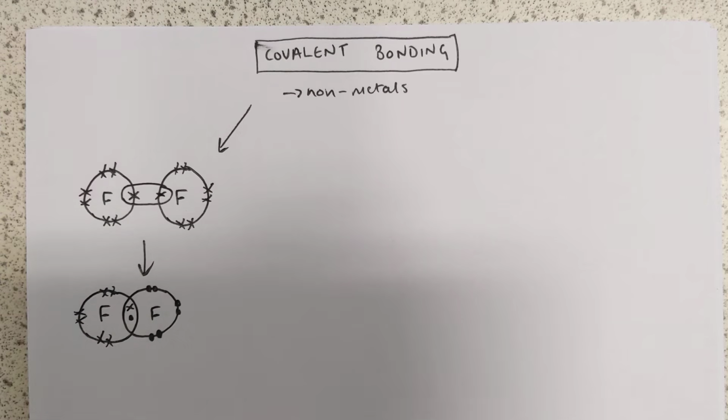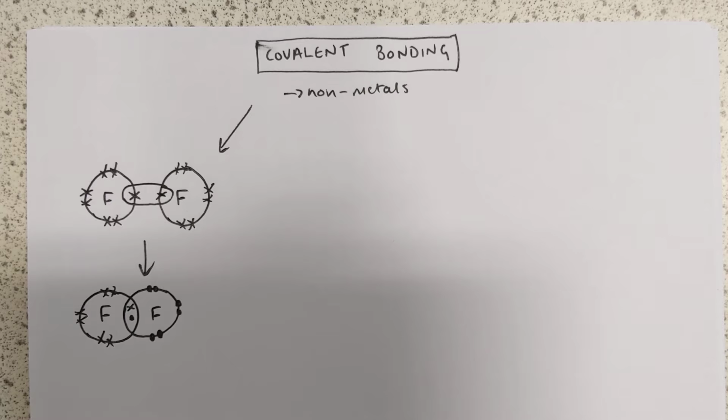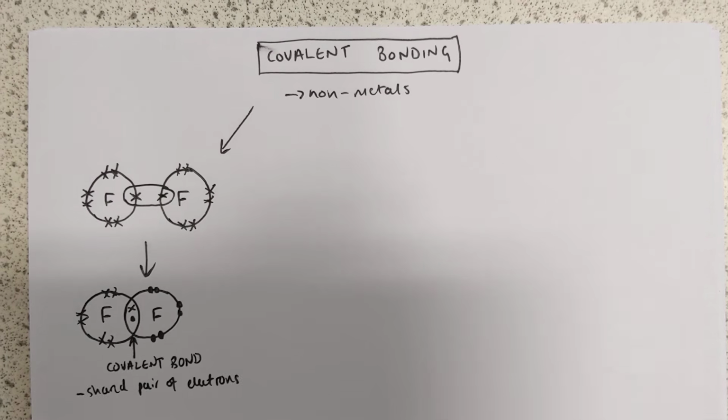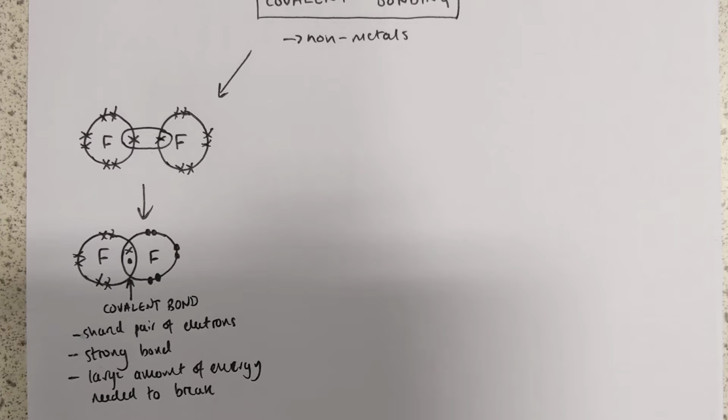So by sharing this pair in the middle, we've allowed both fluorines to get a full outer shell, allowing them both to become stable. So sharing electrons is key to covalent bonding, and that's actually your definition of a covalent bond. A covalent bond is known as a shared pair of electrons. A couple of key features about this covalent bond is it's very strong, and therefore it takes a lot of energy to break that bond. So there's one example of a covalent bond, and to be more specific, the example we've looked at there is what's known as a single covalent bond.